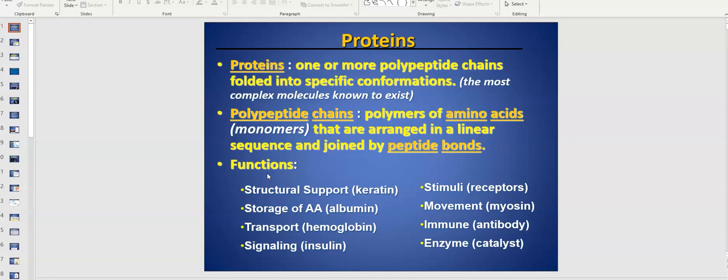The receptors in your eyes that respond to stimuli, those are made out of proteins. You could have a mutation in there where it doesn't function properly, and then you could get color blindness or other things. It's responsible for movement. So myosin is the motor protein that moves your muscles. Your immune system is made out of protein. So the antibodies that you generate from your B cells are made out of protein. And then, of course, we know that enzymes are proteins that are catalysts that speed up reactions.